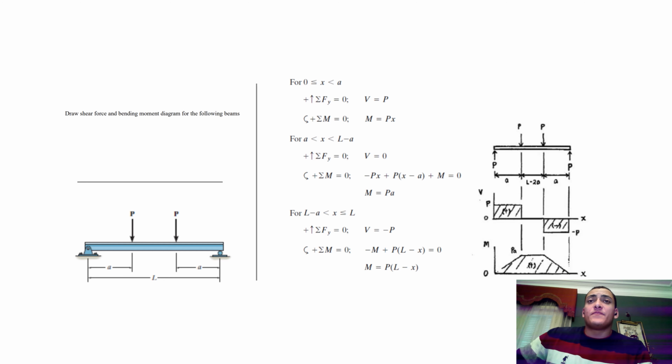For a less than x, less than L minus a, sigma Fy equals 0, so V equals 0. Moment equals 0, so negative Px plus P multiplied by x minus a plus M equals 0, resulting in M equals Pa. For L minus a less than x, less than or equal to L, sigma Fy equals 0, V equals negative P. For the moment M, which must equal 0, negative M plus P multiplied by L minus x equals 0, M equals P times L minus x.